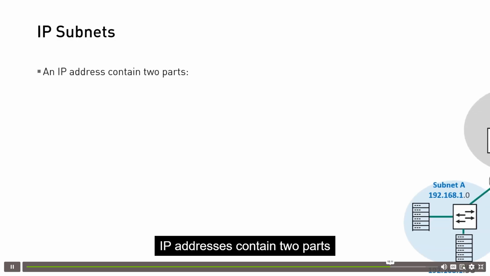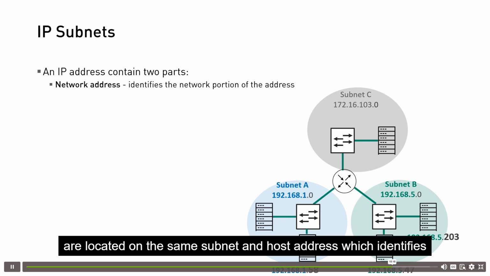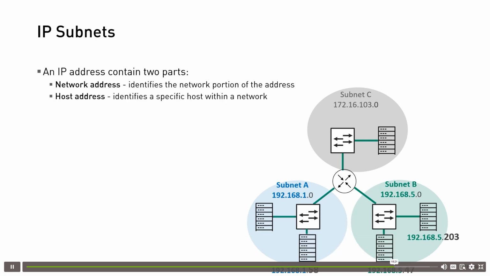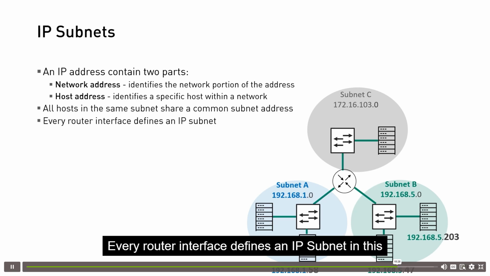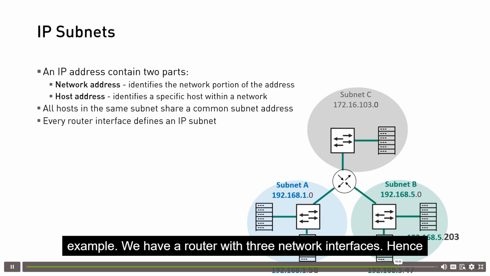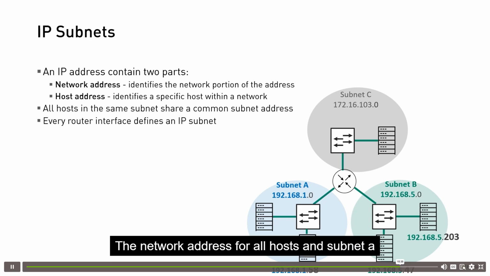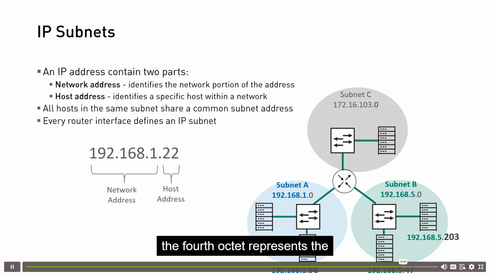IP addresses contain 2 parts. Network address identifies the systems that are located on the same subnet, and host address, which identifies a specific host within the subnet. All hosts in the same subnet share a common subnet address. Every router interface defines an IP subnet. In this example, we have a router with 3 network interfaces, hence 3 subnets are defined. The network address for all hosts in subnet A is 192.168.1.0, where the 4th octet represents the host's unique address within the subnet.